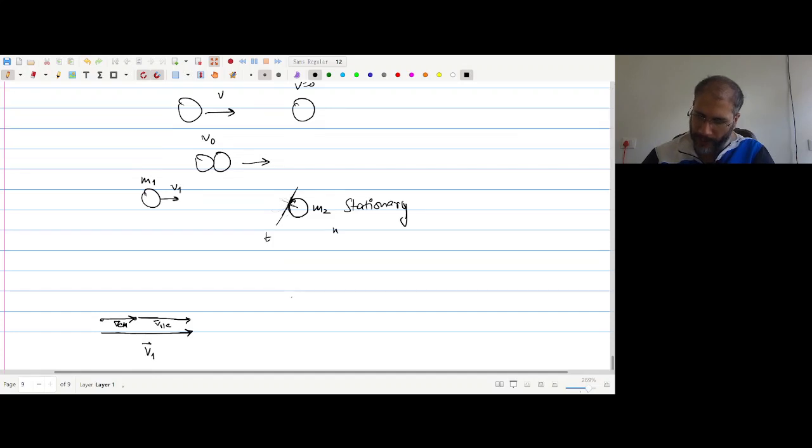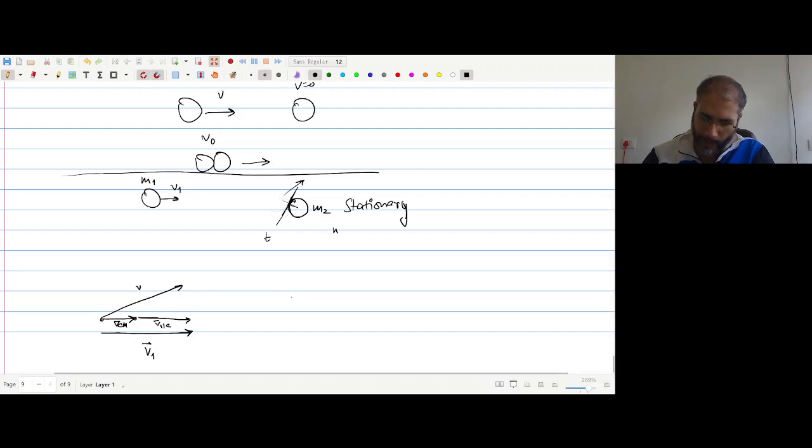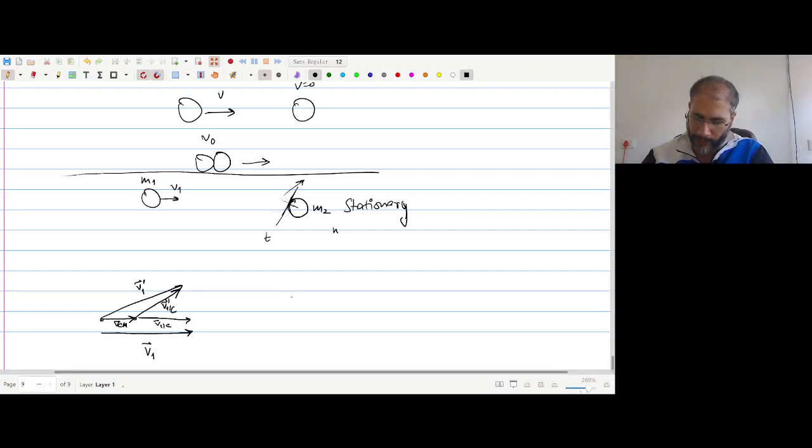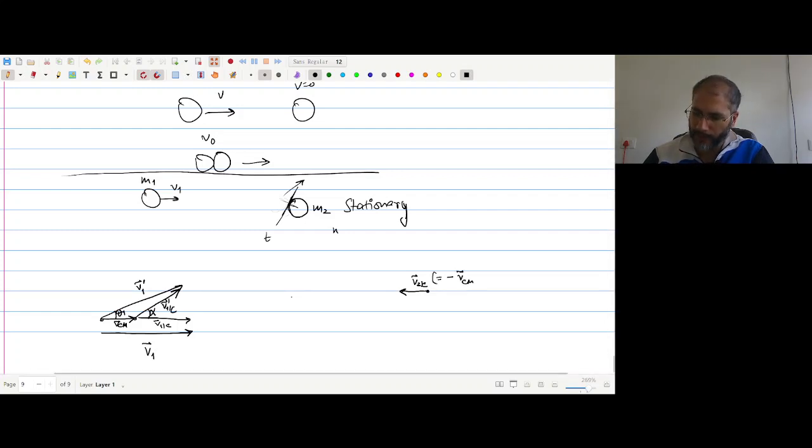Now after collision, we expect this m1 to get deflected in this direction. So we expect some sort of a v1 prime that is in the lab frame like this, and from the definition of v1 prime c, it will look something like this, and the deflection angle here is theta 1, and the deflection angle in the C frame is alpha. Now this is for the second mass. For the second mass, v2c looks like this, because this is nothing but the negative of the velocity of the center of mass.